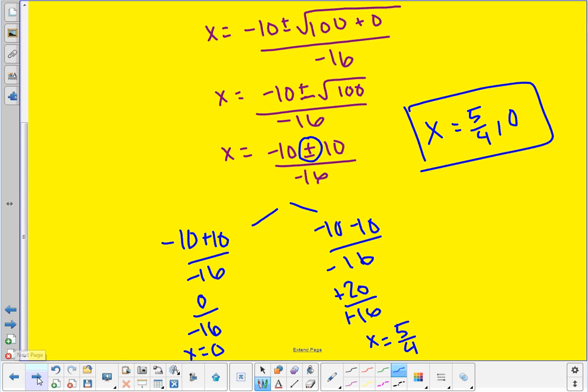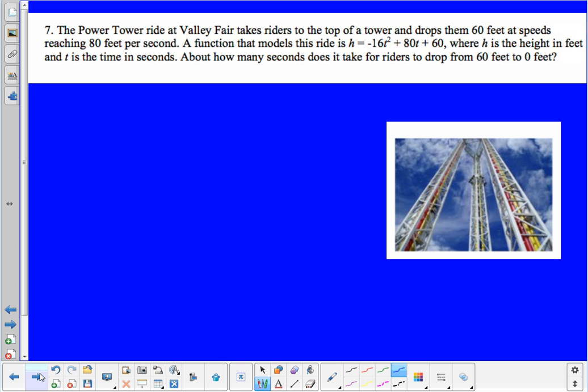Okay, let's flip over to the last page and look at our couple application questions, and then we'll be all set for notes 3. Number 7, the power tower ride at Valley Fair takes riders to the top of the tower and drops them 60 feet at speeds reaching 80 feet per second. The function that models this ride is h equals negative 16t squared plus 80t plus 60, where h is the height in feet and t is the time in seconds. About how many seconds does it take for the riders to drop from 60 feet to 0 feet?